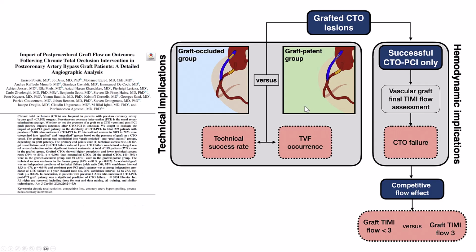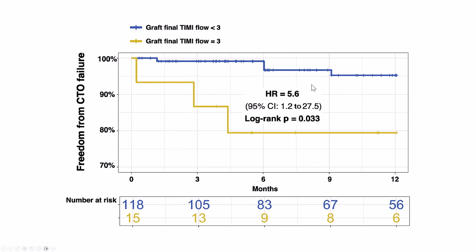The best study for this is the study by Poletti and Agostoni, looking at what happened when you had the graft occluded or you had the graft patent after recanalizing the native artery CTO. What they found is that when the graft was occluded, where there's TIMI flow less than 3, the outcomes in terms of the native CTO were much better than if there was strong TIMI 3 flow into the saphenous vein graft. Again, these are small numbers, lots of limitations, but the whole point is if you have a strong competitive flow through the saphenous vein graft, there is a risk that the native vessel stents will suffer.